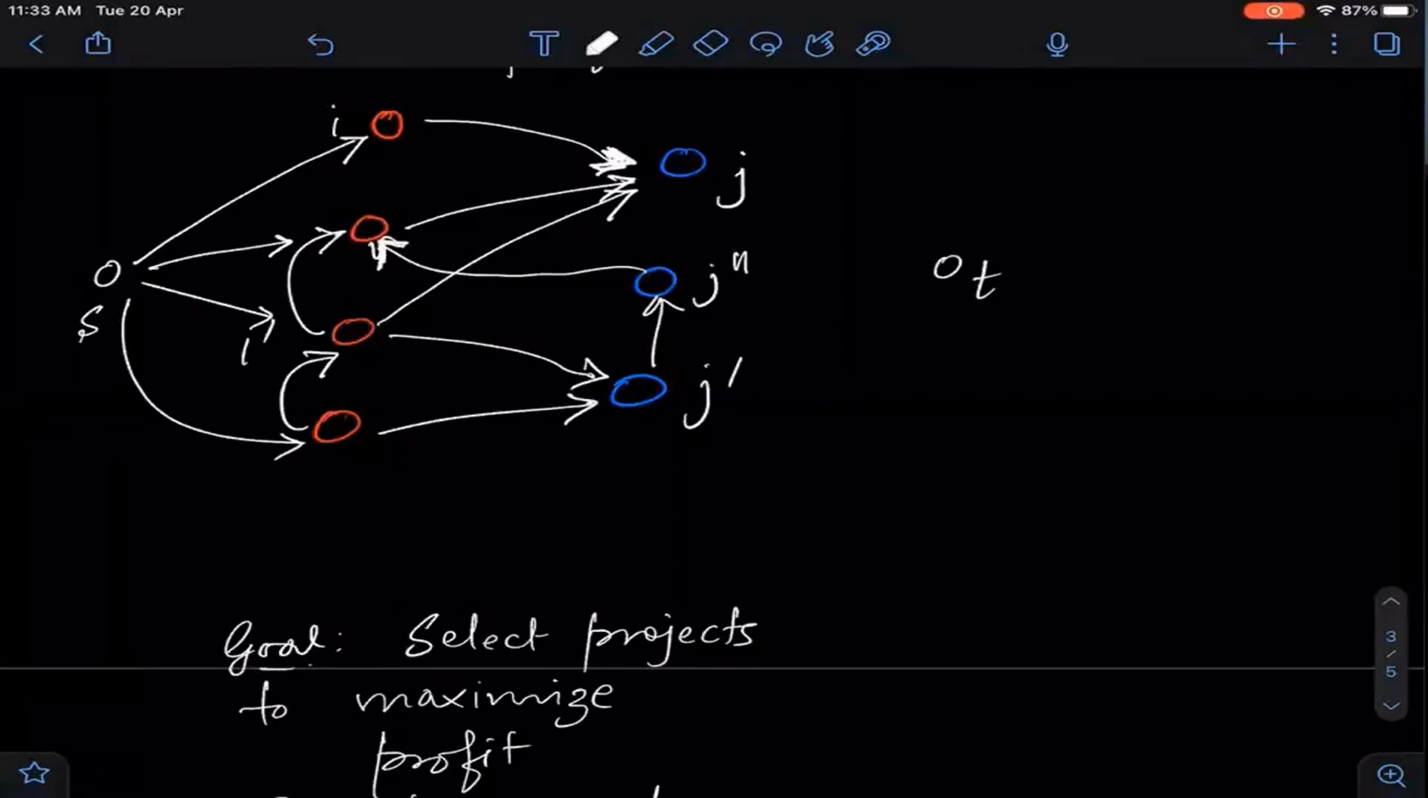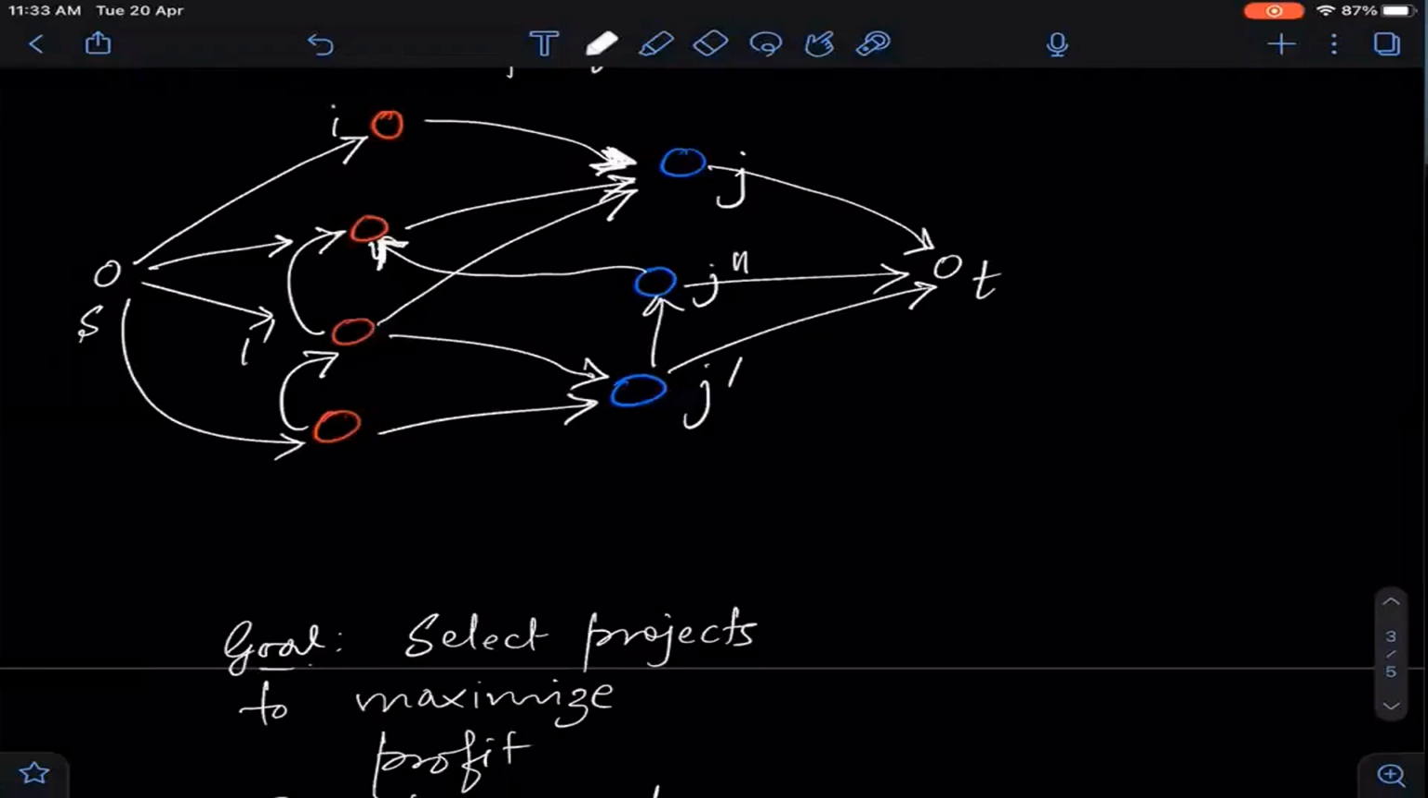Okay, so I introduce an edge from the source to every positive profit project. I introduce an edge from every negative profit project, every blue project, to the sink. Okay, that's my flow network. Now, of course, this is not all. I have to spell out the capacities of these edges. Now this is a bit sneaky. It's not immediately intuitive why I'm doing it like this.